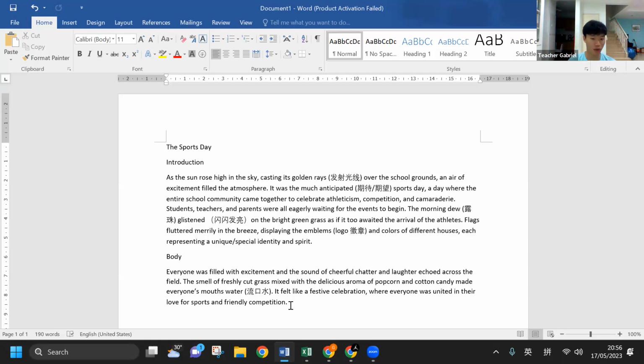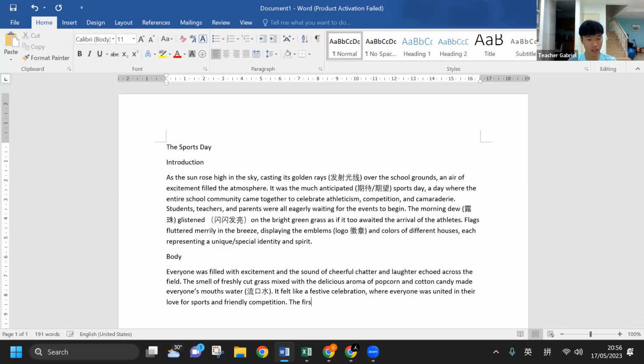Okay, so this is what we can say. Okay, we can compare. We are comparing, so it felt like a festive celebration. Here we're also using metaphors. 就是你 compare sports day with like a festival 的 celebration 这样 Okay, so yeah.